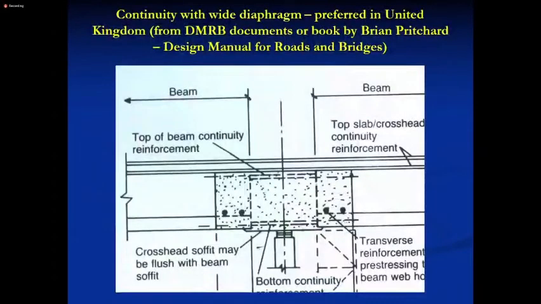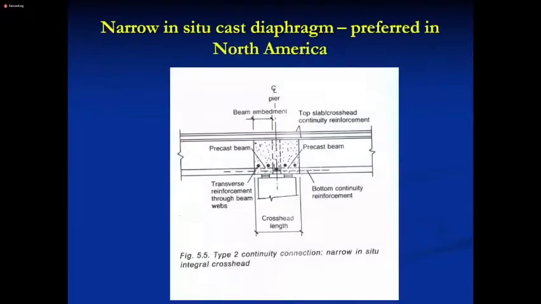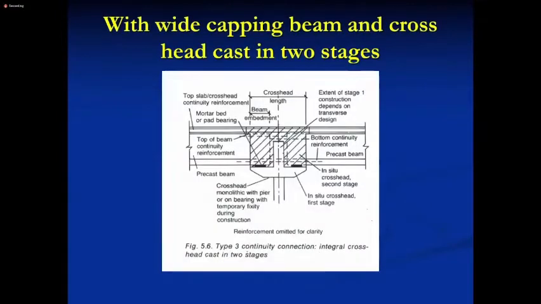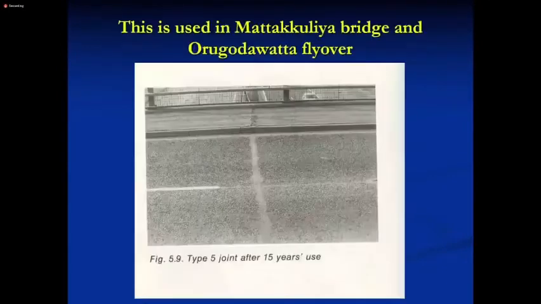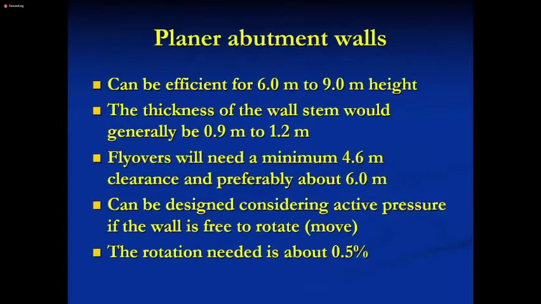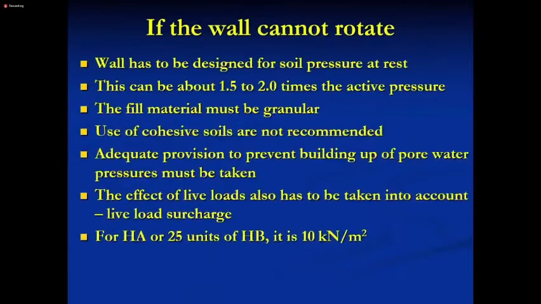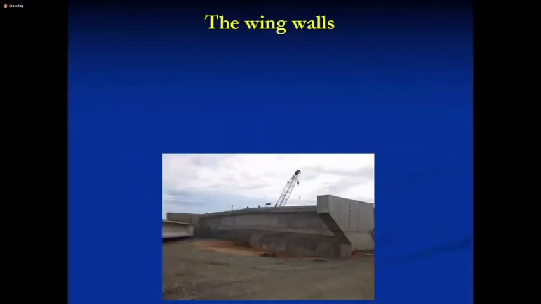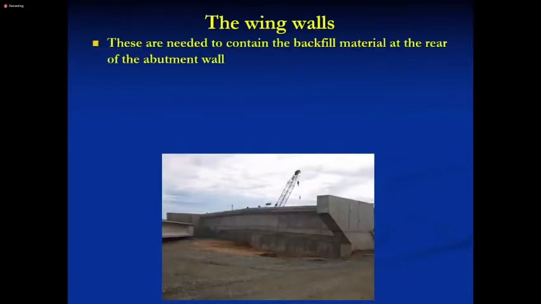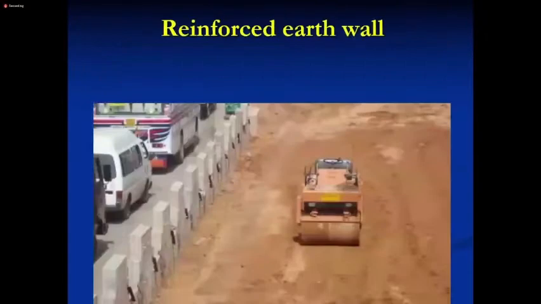And then how to create continuous bridges by using PT bridges. There are different types of joints like this, and we'll come to that later. And abutments like this on rock for Hammankota flyover.